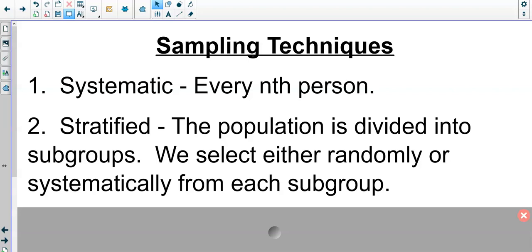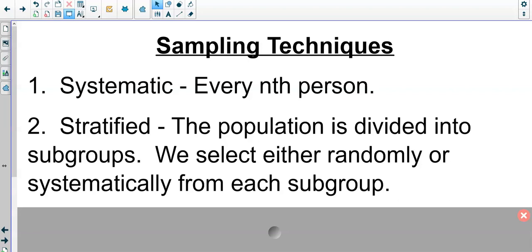Or I could do it systematically. Say I'm going to go through each subgroup, and I'm going to interview every 7th person. 1, 2, 3, 4, 5, 6, 7. I want you in my dual enrollment. 1, 2, 3, 4, 5, 6, 7. Oh, I want you in my first semester. 1, 2, 3, 4, 5, 6, 7. Oh, I want you in my second semester. And then I go back to the beginning.